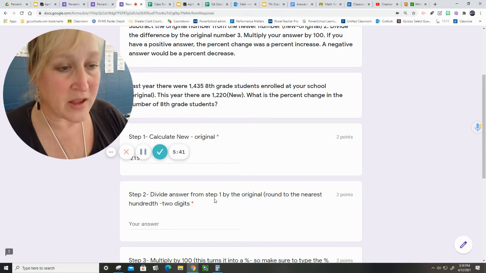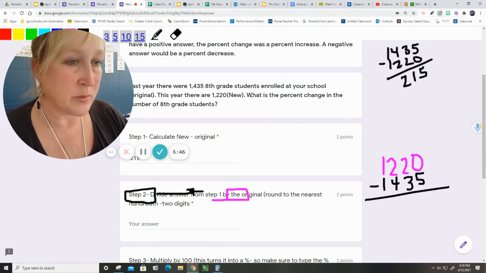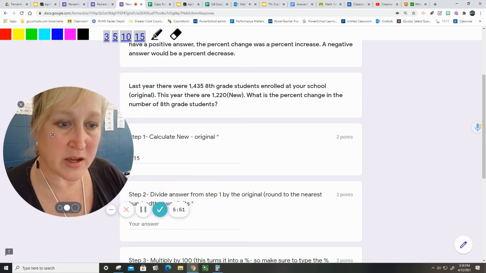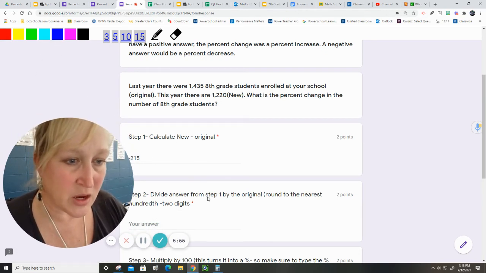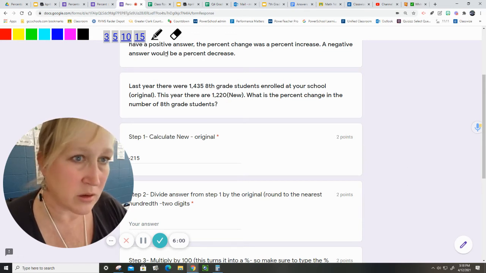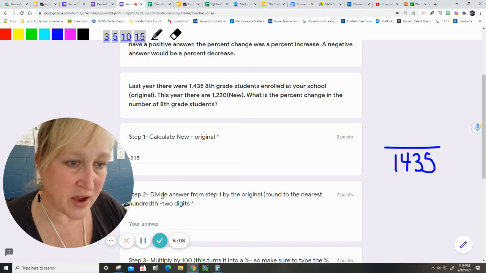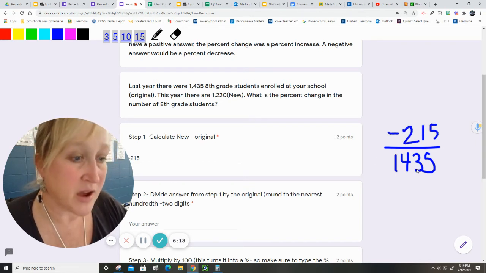Step two, divide the answer from step one by the original. Okay, so I'm going to go back, erase, divide. I wish my face was not so big on this thing. Divide the original, and the original was 1435. It says divide the answer from step one, which is negative 215, divide it by the original, which is the 1435.